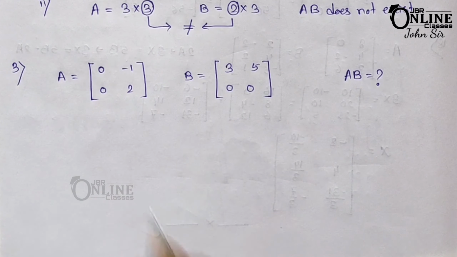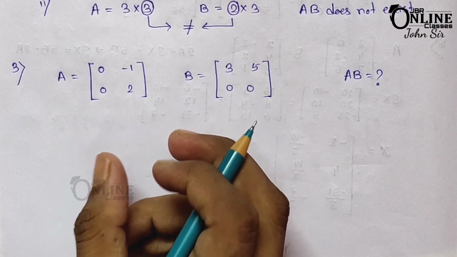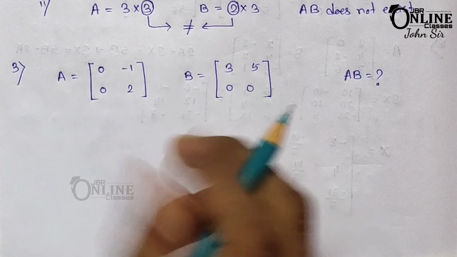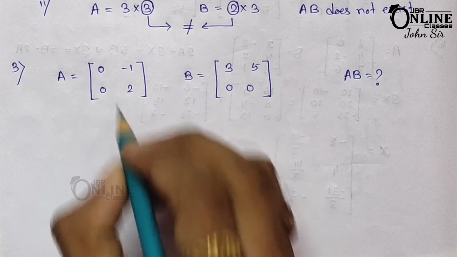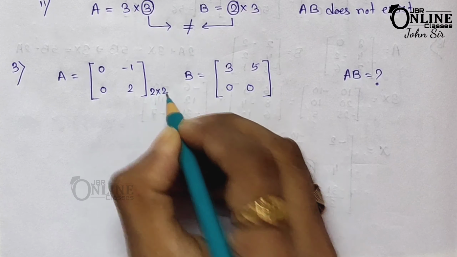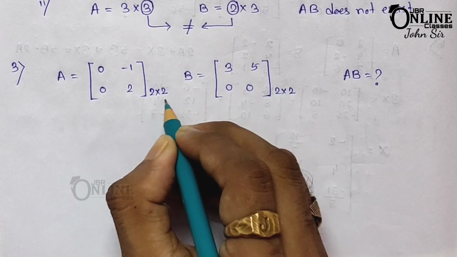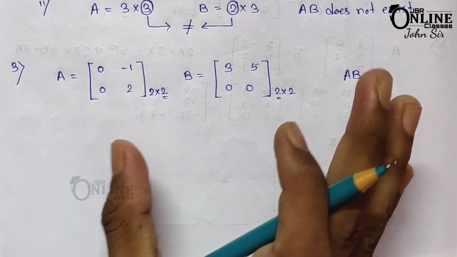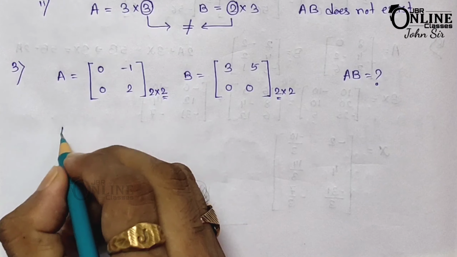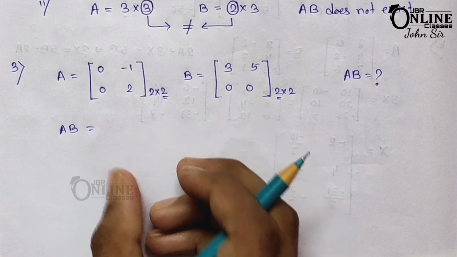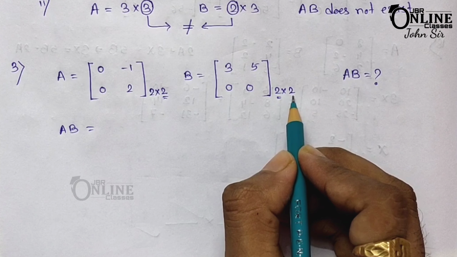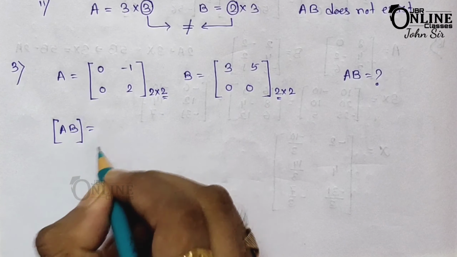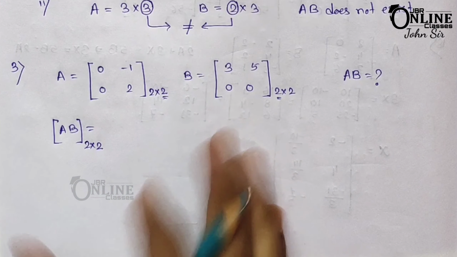Okay, now sum number 3. In sum number 3, A and B are two matrices, and you have to find out AB. So here the order of the matrix is 2 cross 2, here also 2 cross 2. So these two numbers are equal, so you can easily find the product. So in that case the order of AB will be 2 cross 2.